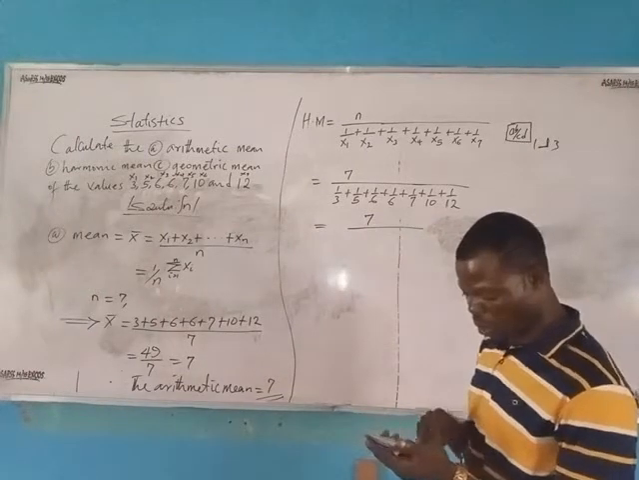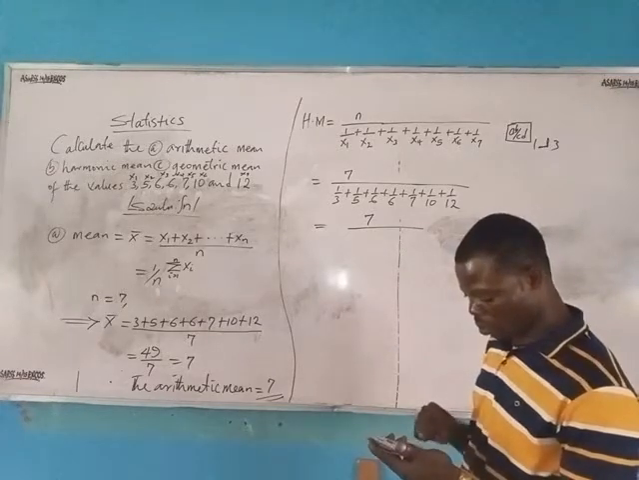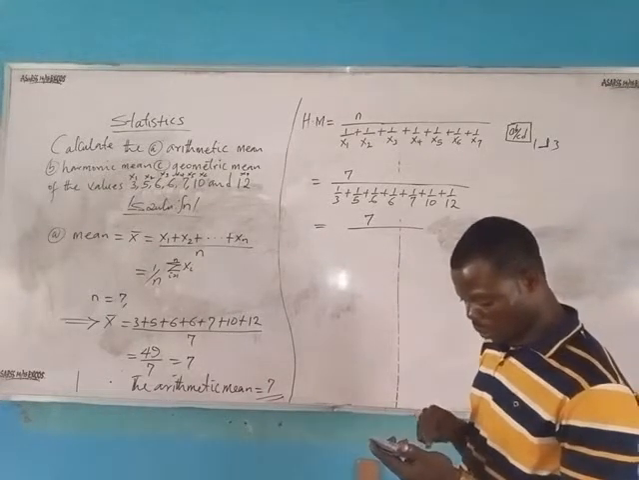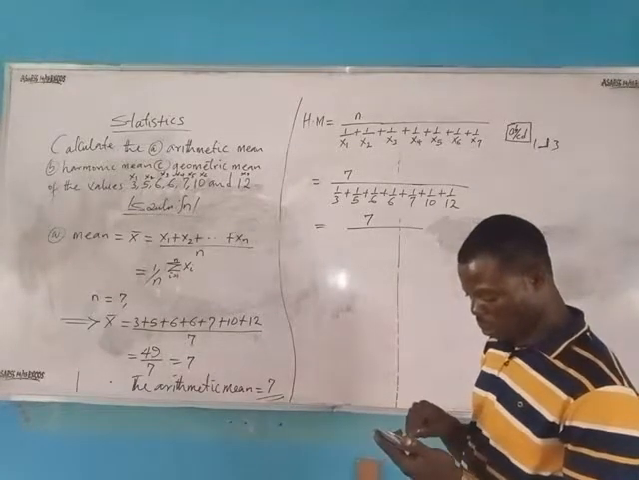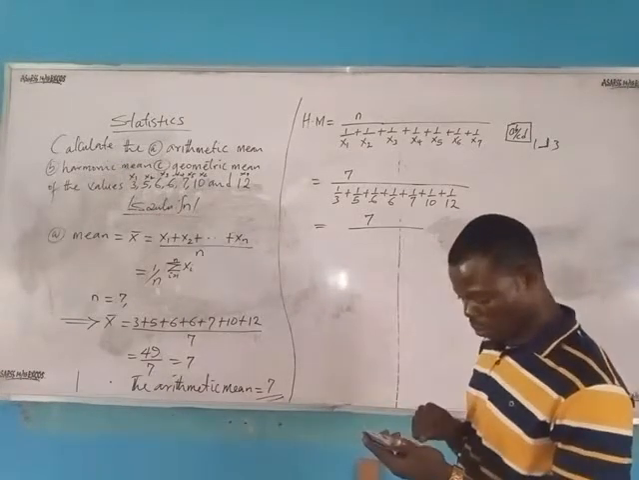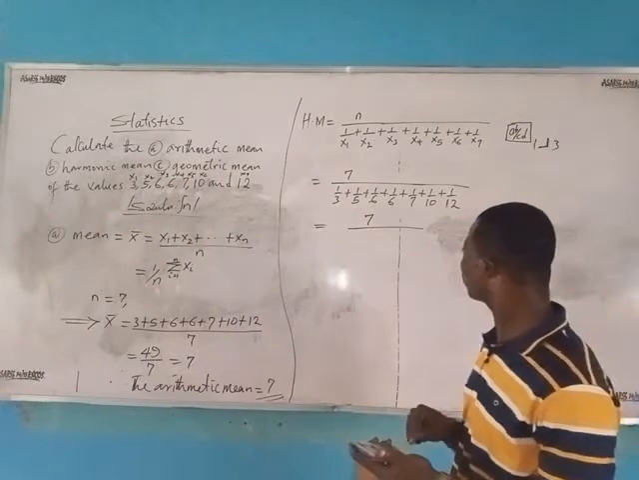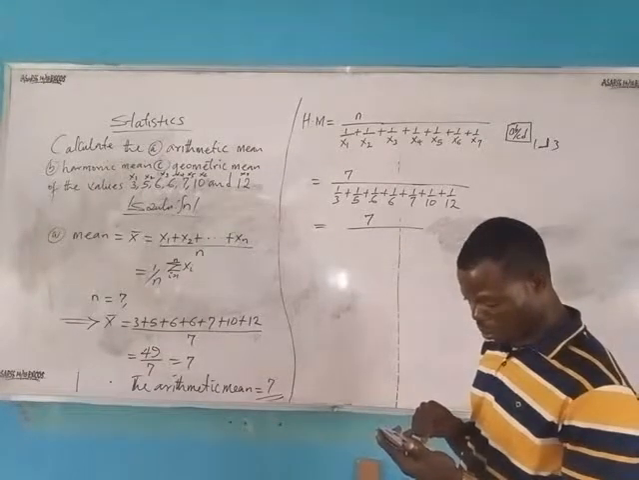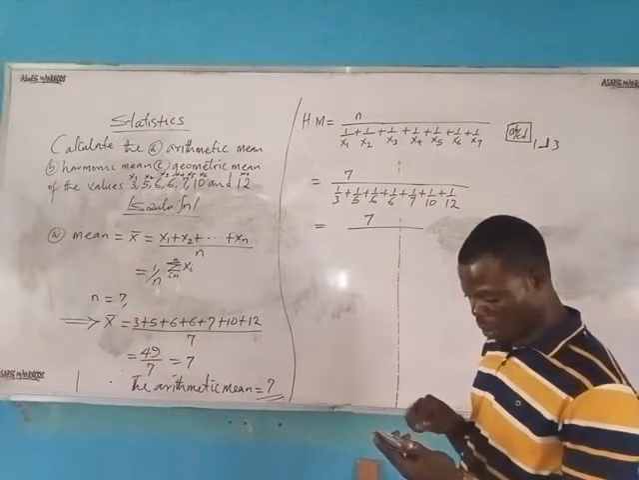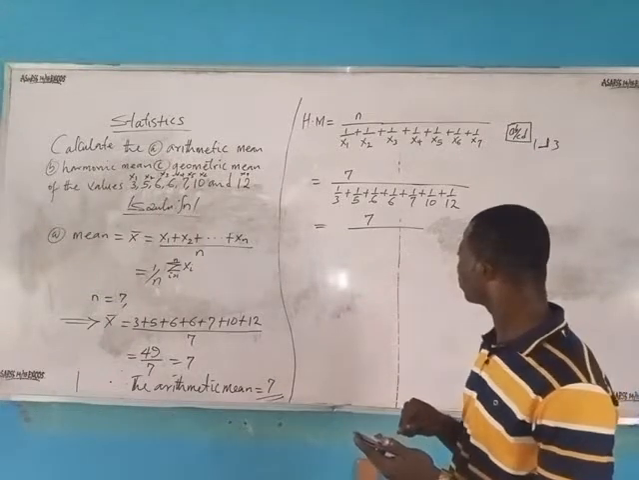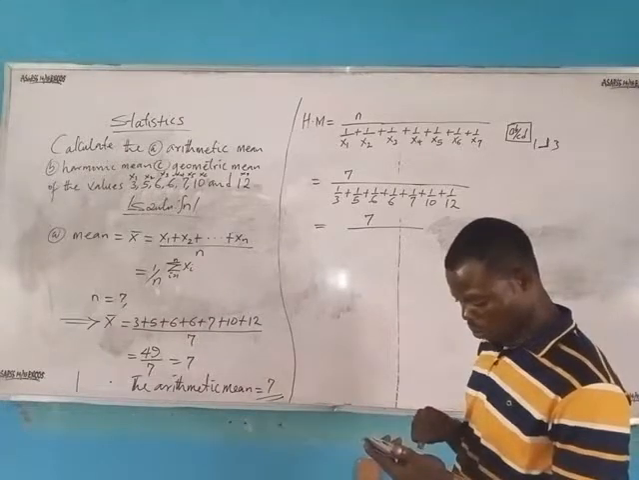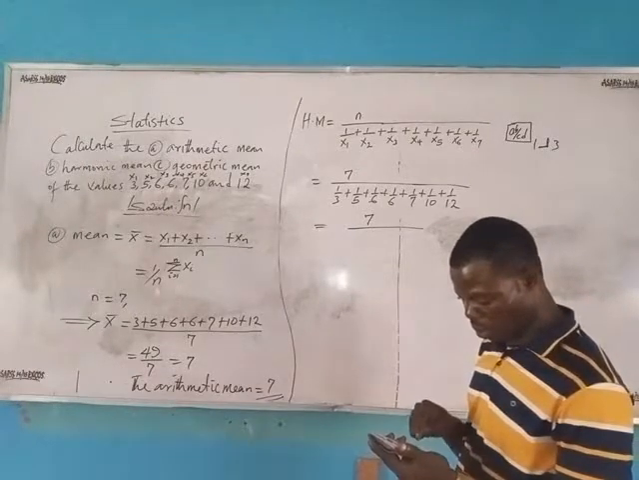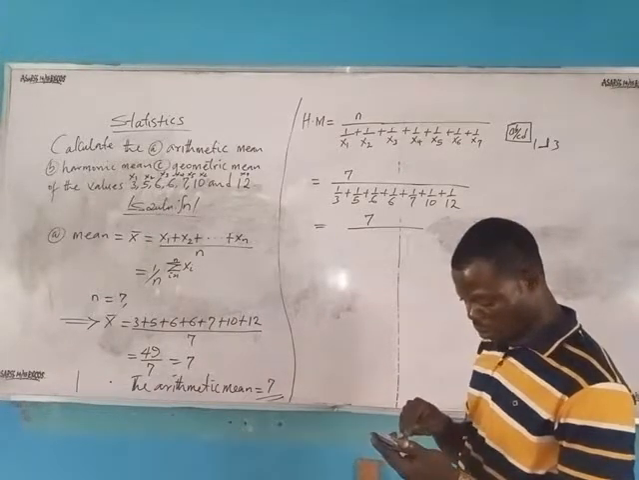then plus 1 over 5, plus 1 over 6, plus 1 over 6, plus 1 over 7, plus 1 over 10, plus 1 over 12.